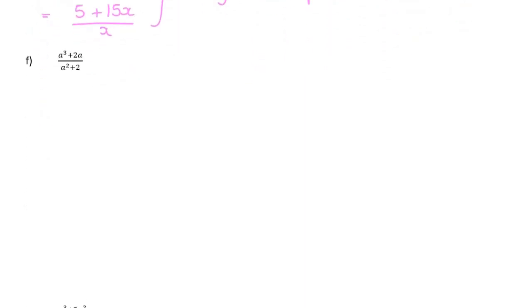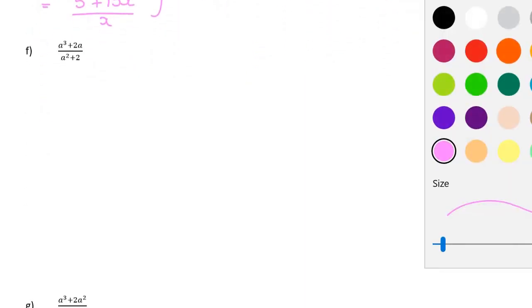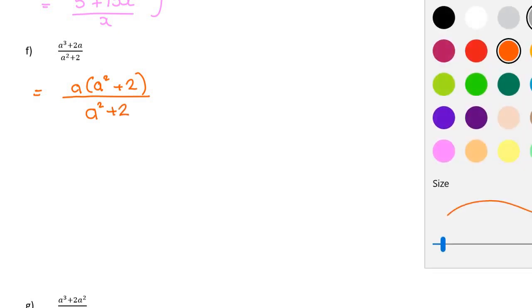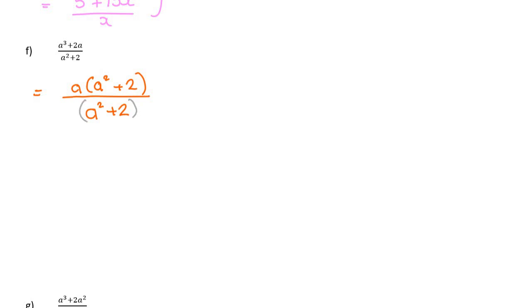Okay, let's try the next one. Question F, is it one term over one term? Oh gosh, no it's not, so I need to factorize. So at the top, I'm going to take out a highest common factor of a, which leaves me with a squared plus 2. And at the bottom, I have a squared plus 2, and it doesn't have a highest common factor, and it's not a dots, and it's not a trinomial, so I start to get a bit panicky. But don't forget, if you're desperate, you can simply put a bracket around that, and if it's identical to another bracket, it does land up cancelling.